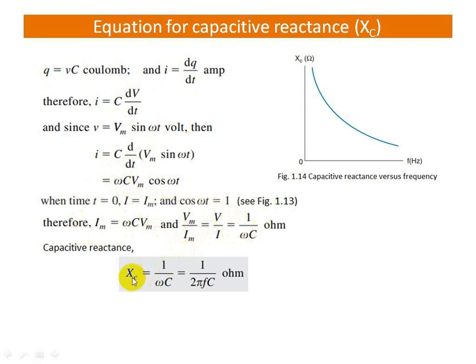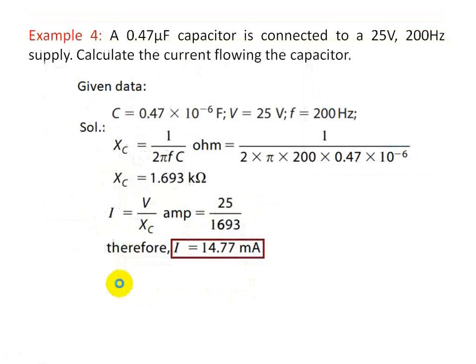So Xc is nothing but 1 by omega C, which is 1 by 2 pi FC ohms. This is the expression for capacitive reactance.